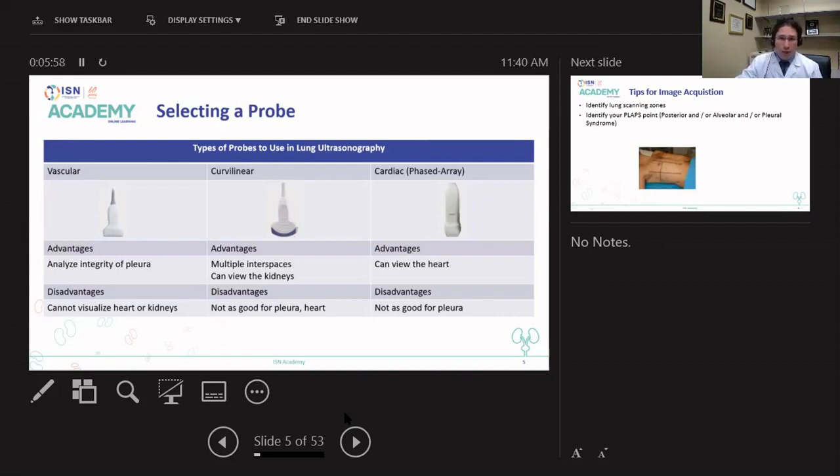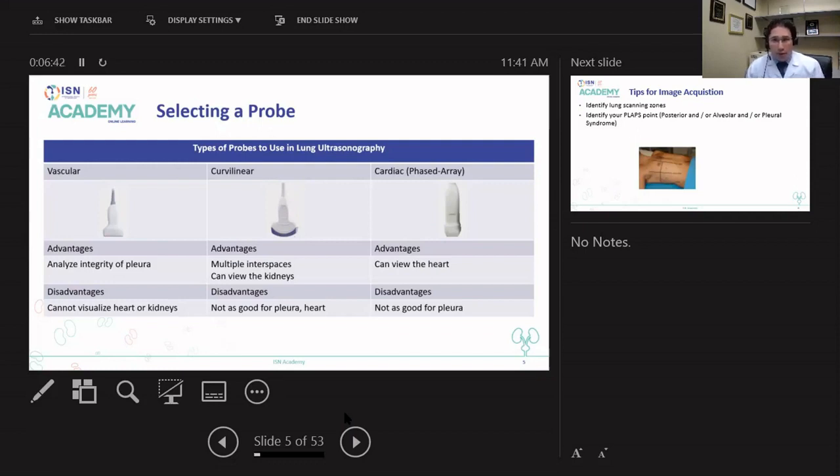The curvilinear probe is what many nephrologists will be familiar with. This is the probe that we use for kidney biopsies and for ultrasound. It's wide and it has a large footprint, and so you can actually view multiple rib interspaces at once. And it's great because you can also view the kidneys. So if you're doing a full renal focused ultrasound examination where you want to look at the lungs, the IVC, the kidneys, the bladder, this is a great probe for that. The disadvantage is that it's not as good for picking up fine subtleties in the pleural line like the vascular probe is.